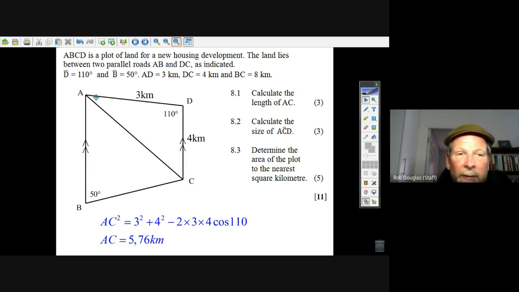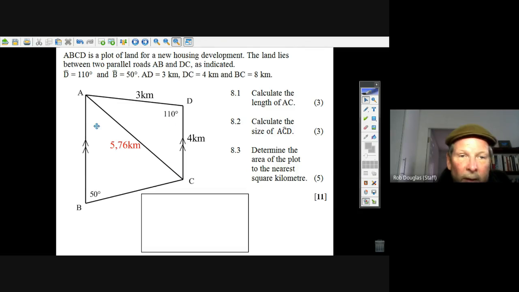Now let's figure out the size of angle ACD, this angle right here. Well, let's take a look at it. We know this is 5.76 now. We know all three sides. Well, if you know all three sides, you can figure out any angle in a triangle. And maybe you remember how to do it. What you do is you take these two guys and square them, subtract it from this guy squared, and all over 2 times these two sides multiplied together.